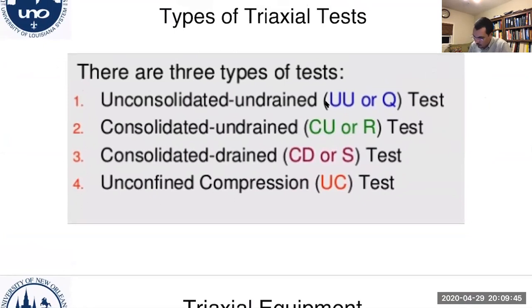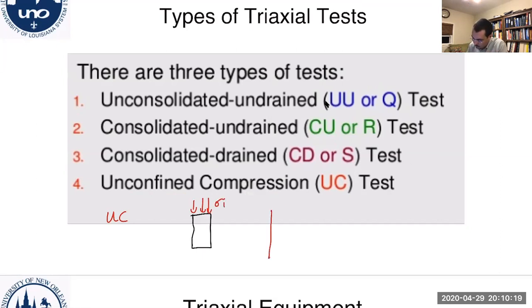If we look at an unconfined compression test, basically you have your soil sample and you don't have a chamber around it. You only have air around you, and then you apply the major principal or shearing stress, and you fail the sample.